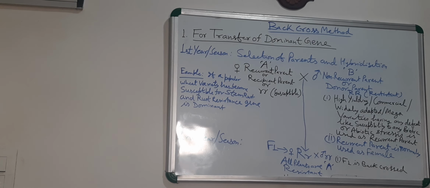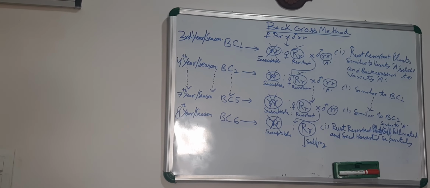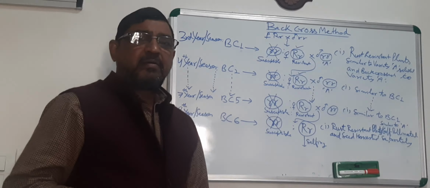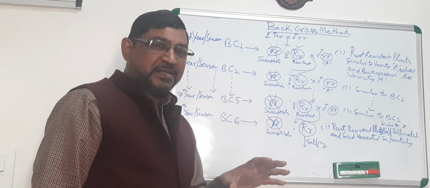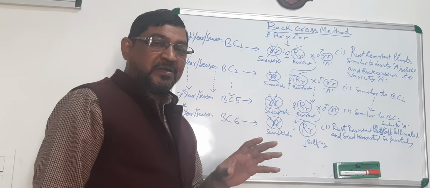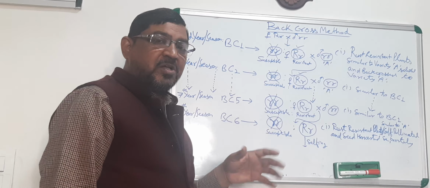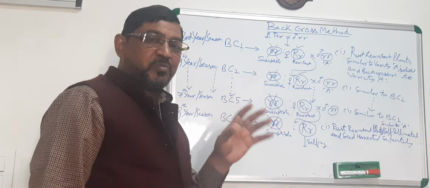In the next season, the seed which you have harvested is BC1 seed, backcross generation 1 seed, and the plant which you are going to grow in the next season will be BC1 generation. So as you are observing, this is a very interesting breeding method. Of course, the breeder needs to visit every season for this particular cross, because every season you are going to select the plants and every season you are going to make backcrossing.